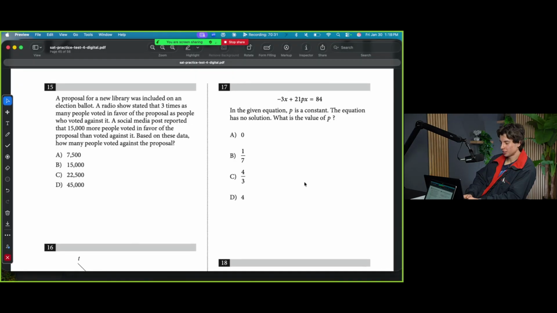In the given equation, P is a constant. The equation has no solution. What is the value of P? And here the equation is actually just linear. I feel like students, when they see no solution, think it's probably quadratic. Totally. But then they see it's not, and then they don't know what to do. Yes, that's exactly right.